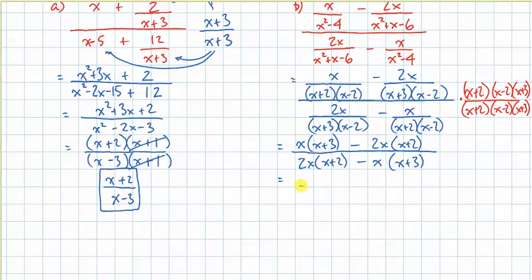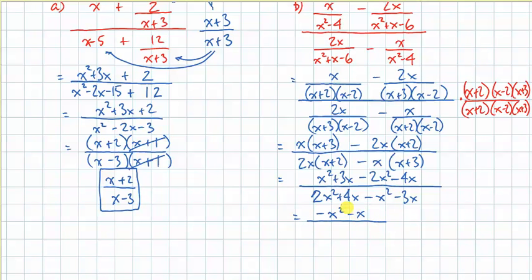Alright, I'm going to expand. I've got x squared plus 3x. Distribute that negative sign. Minus 2x squared minus 4x. Denominator. 2x squared and 4x. Distribute that negative sign. Minus x squared minus 3x. Let's gather my terms. X squared minus 2x squared, negative x squared. 3x minus 4x, minus x. 2x squared minus x squared, 4x minus 3x, plus x.